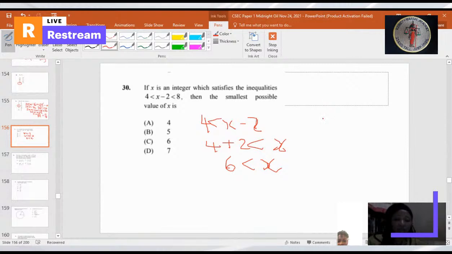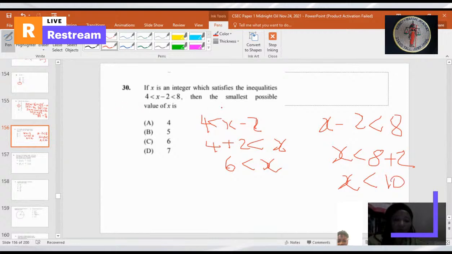And on the other side, we have x minus 2 is less than 8. So x must be less than 8 plus 2, which is 10. So x must be greater than 6 and less than 10.